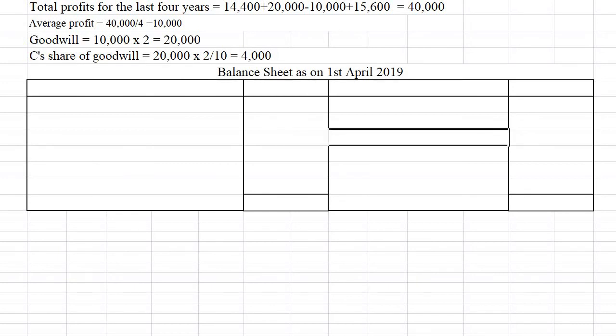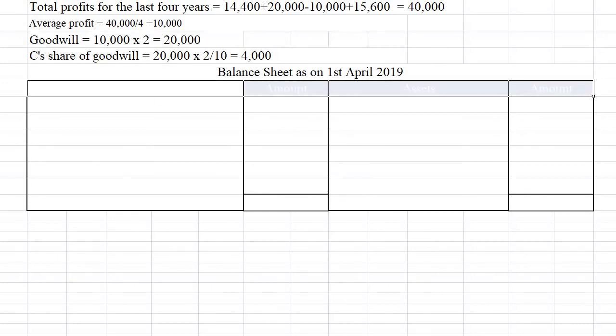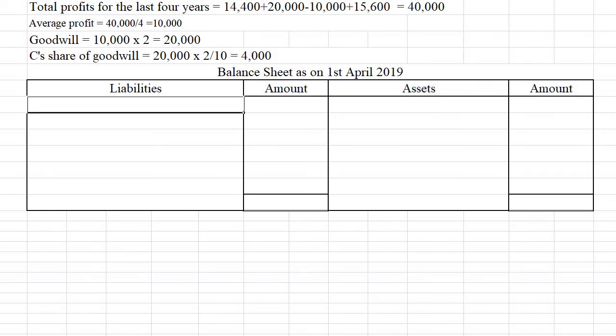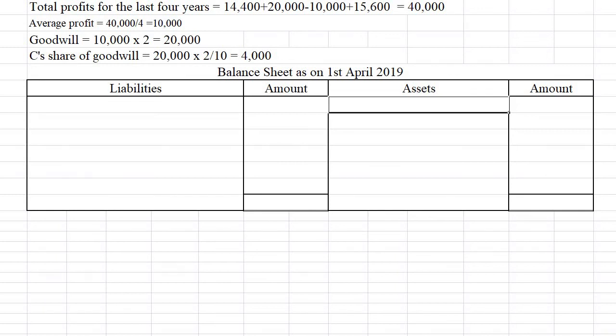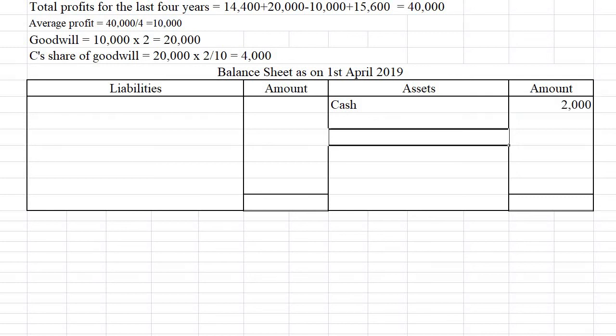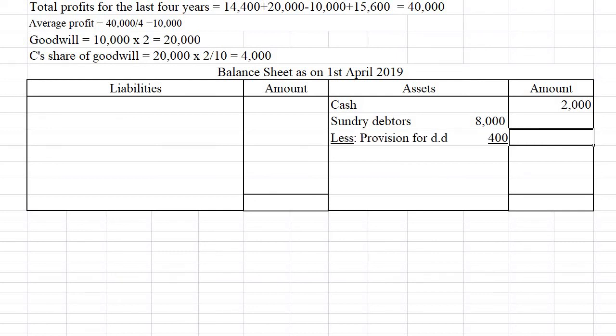Balance sheet as on 1st April 2019 with the liability amount, assets amount. We can write the assets one by one. Cash we have 2000 rupees, no change. Then we have sundry debtors. Sundry debtors we have 8000 rupees. Less provision for doubtful debts 400. So outer column 7600.